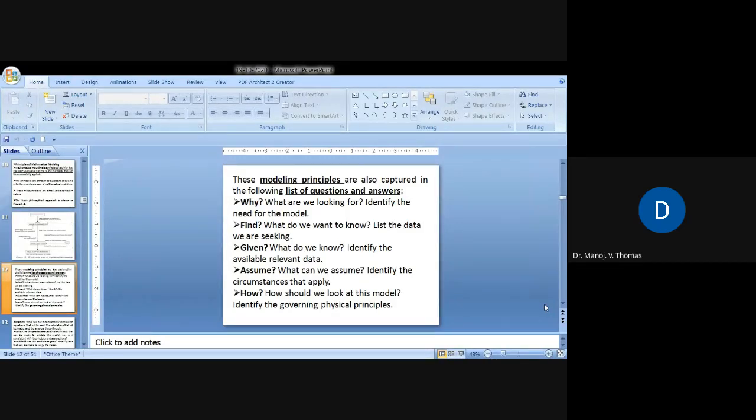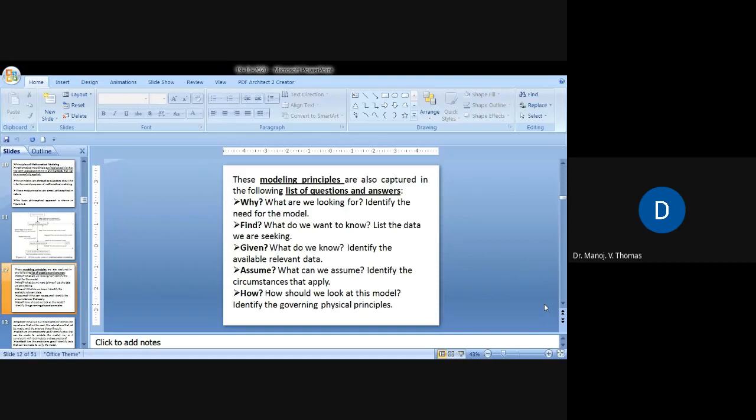So why? What are we looking for? Identify the need for the model. What are we trying to prove? Are we trying to build a new tire? Something like that. Find: what do we want to know? List the data we are seeking. Say, for example, what is the maximum pressure that this tire can sustain?